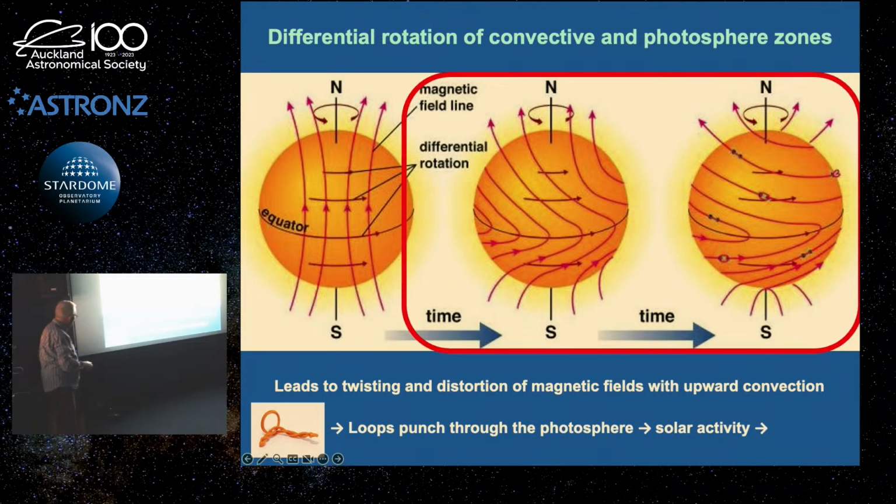That's exactly what happens. And the distortion, the differing distortion and stress of these magnetic field lines, you start getting loops punching up through the photosphere. And that's what we call solar activity.